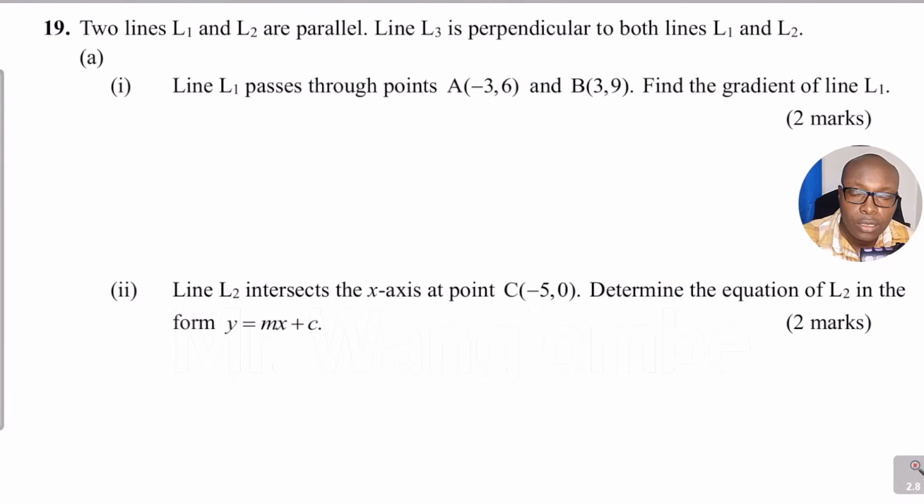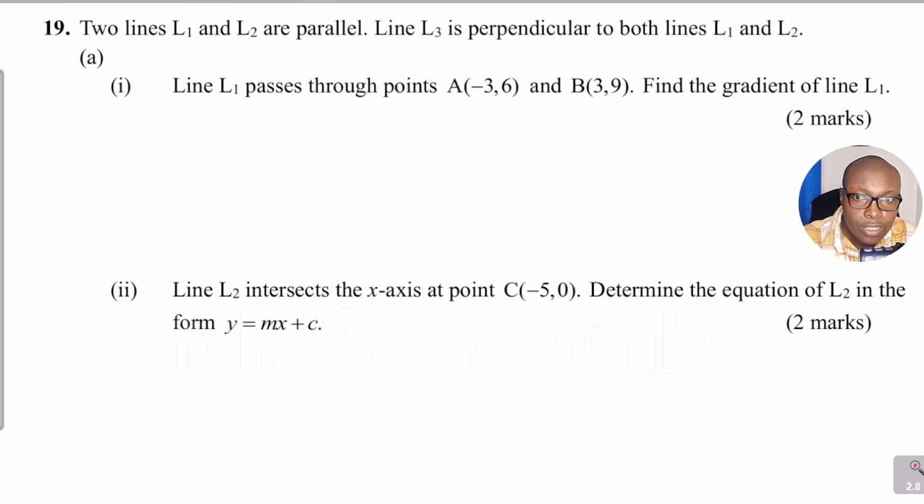Question 19. Question 19 is a question on equations of straight lines. So let's read through and solve it. Two lines, L1 and L2, are parallel. Line L3 is perpendicular to both lines L1 and L2. Part A. 1. Line L1 passes through points A and B. The coordinates are given there. Find the gradient of line L1.